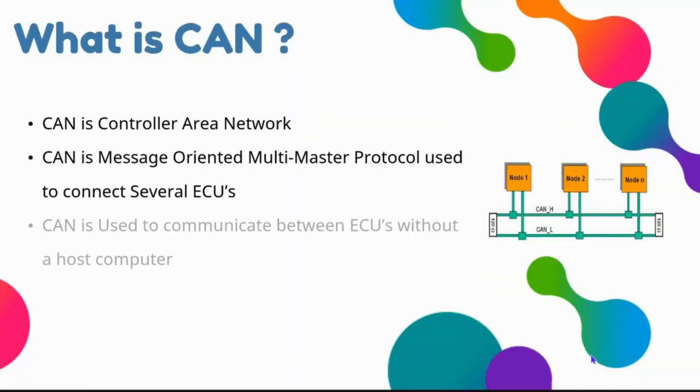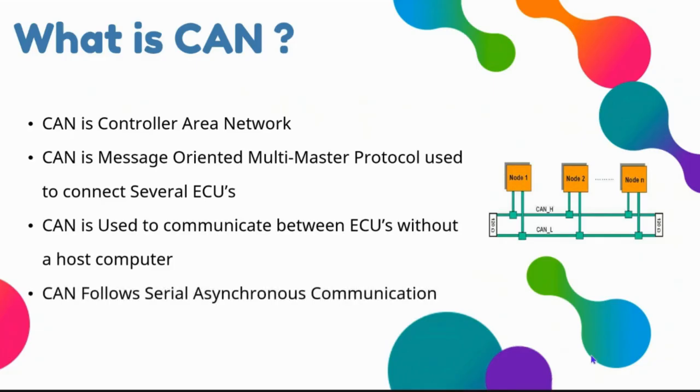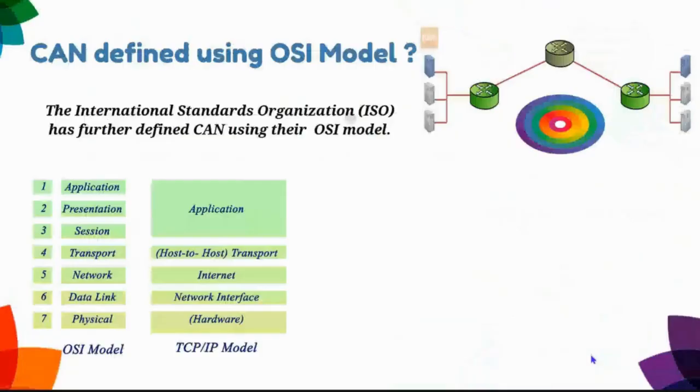CAN is used to connect several ECUs. CAN is used to communicate between ECUs without a host computer. It follows a serial asynchronous communication protocol, where only one way of communication can happen at a time. It is a half duplex protocol, and CAN is defined using the OSI model.